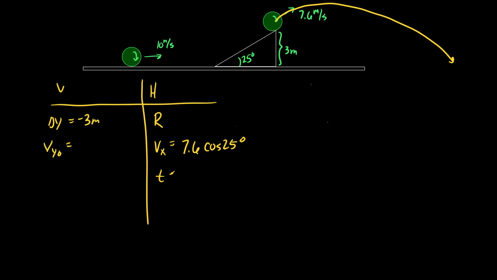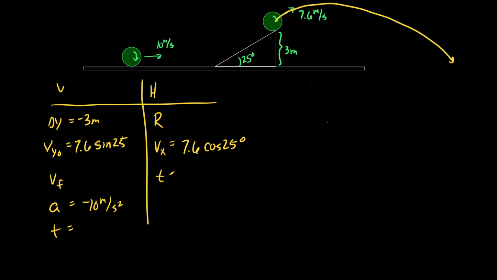Vy naught is going to be 7.6 sine 25. I don't care what the final velocity is. I'm interested in finding how long it is in the air. So -10 meters per second squared, and I just need to find the time. I'm going to ask a random person in the room in 60 seconds how long it's in the air.